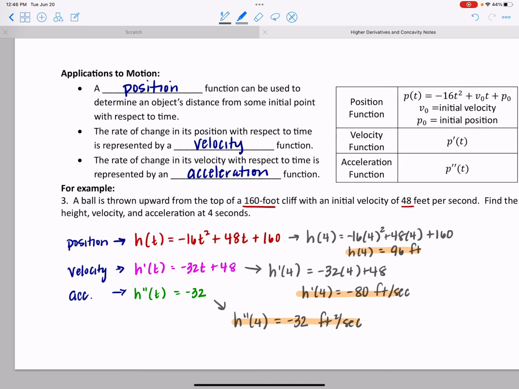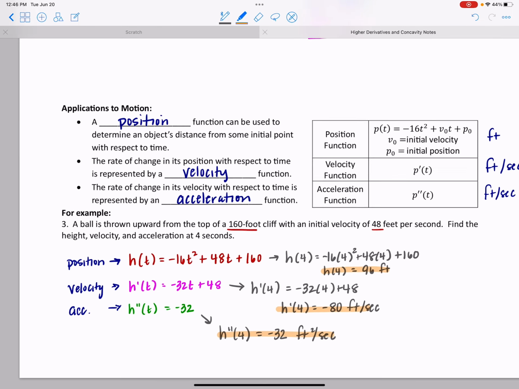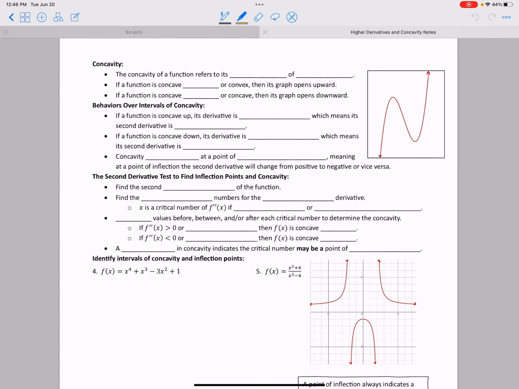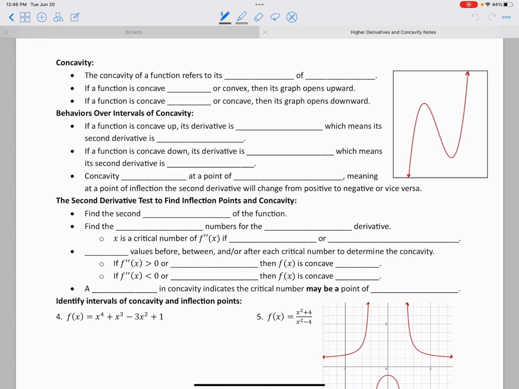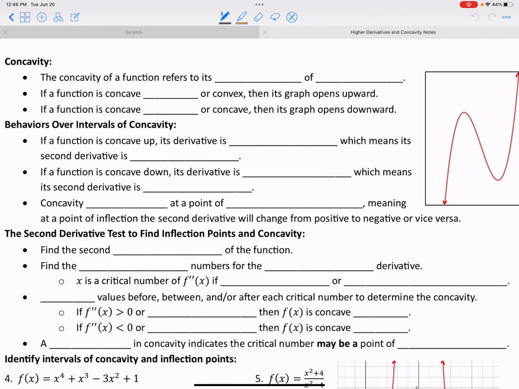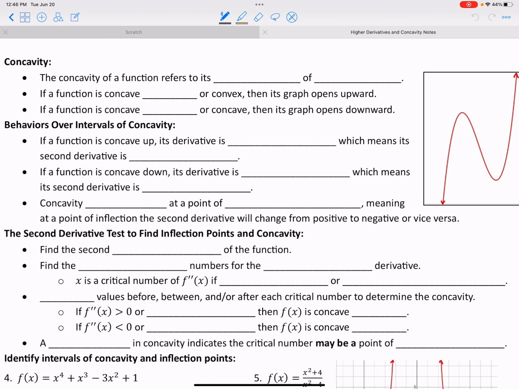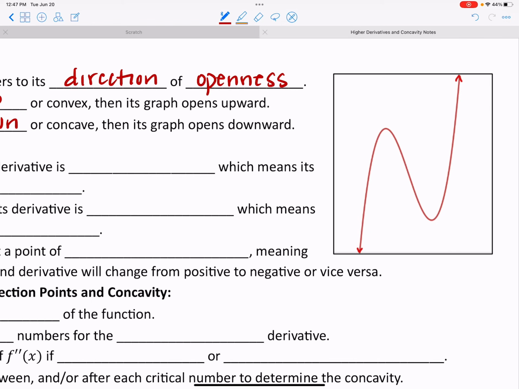All right, so again, that's just one application of finding higher order derivatives. Another application deals with something we call concavity and inflection points. So maybe you've talked about concavity in a college algebra class. If not, that's okay. It's a pretty basic concept. It's basically referring to the direction of openness. When we're talking about the concavity of a function, which direction does it open? So if it's concave up, it opens up. And if it's concave down, it opens down.